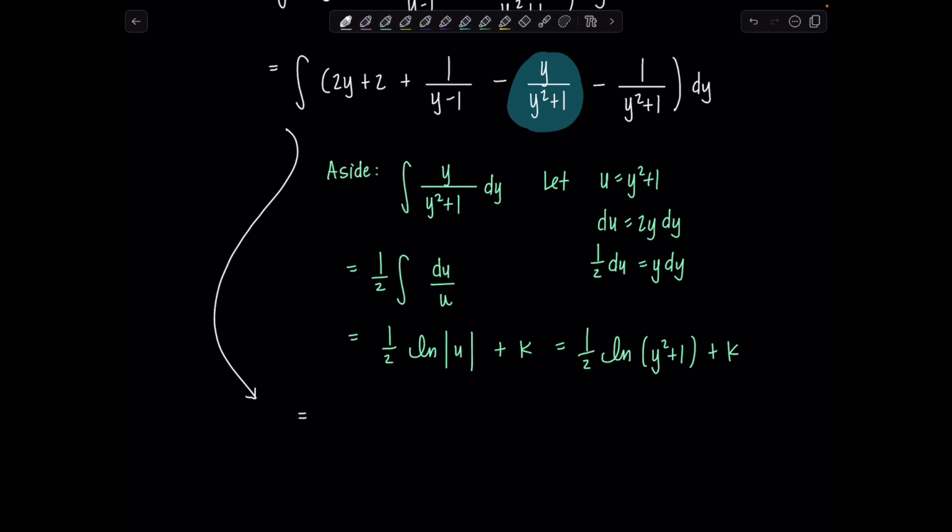So this is going to be the antiderivative of 2y, y squared, plus, then we have 2y, plus 1 over y minus 1, that's going to be ln absolute value of y minus 1, minus, this is 1/2 ln, I can just switch to parentheses, y squared plus 1, minus, do you know who this antiderivative is? Yes, our good friend, tan inverse of y, and then grand finale plus c.